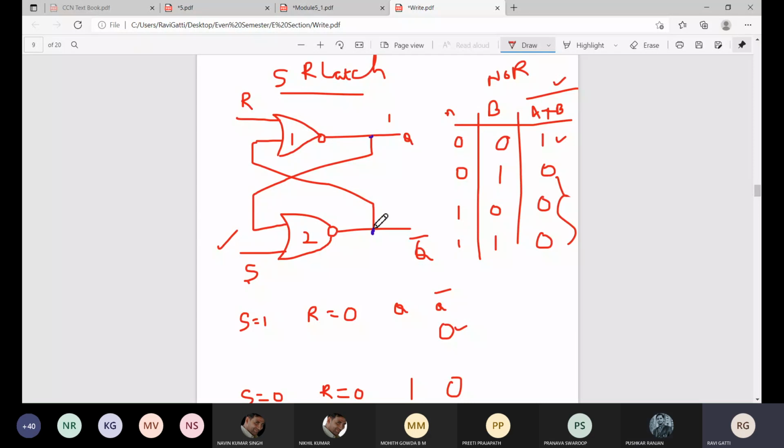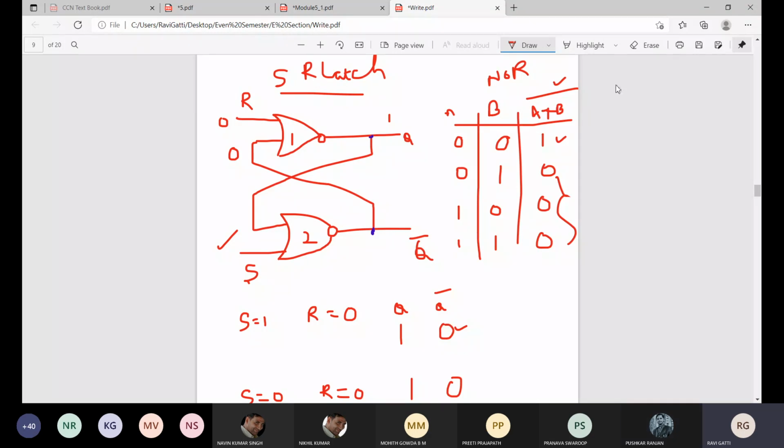So now what happens? This Q bar is connected back to gate 1. So the value of this Q bar is 0, and R is equal to 0. So now 0, 0. What is the operation in the NOR gate? What will you get? Yes, 1. So the Q will be 1. So when S is equal to 1 and R is equal to 0, we don't know the value of this Q and Q bar, and we will not bother about that. Your Q will be 1 and Q bar is equal to 0.